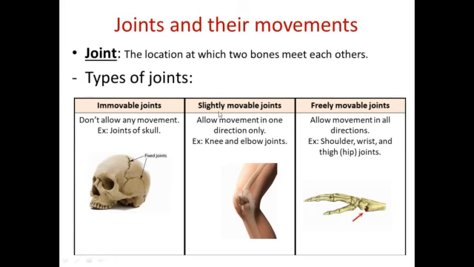The second type is slightly movable, or limited movable, joints. They allow movement in only one direction, like the knee and elbow joints. The third type of joints is freely movable joints, and they allow movement in all directions, like the joints of the shoulder, wrist, thigh, or hip. As we can observe in the following figure, it is the wrist joint.